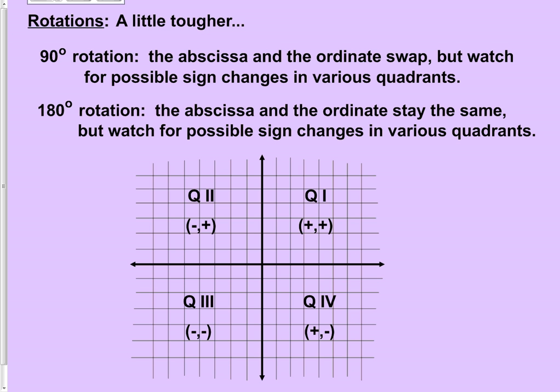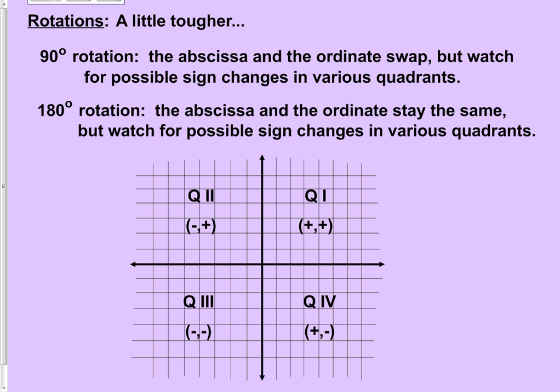And that's where the x's are positive and the y's are negative. Okay. Now, for the 90-degree rotation, no matter which direction you go, whether it be clockwise or counterclockwise, your abscissa and your ordinate are going to switch places. However, you need to pay attention to which quadrant you are moving into in order to get the signs for your abscissa and your ordinate correct.